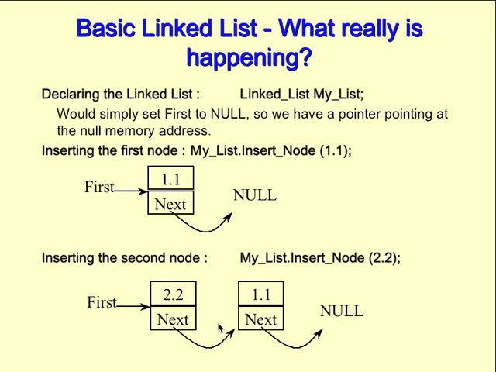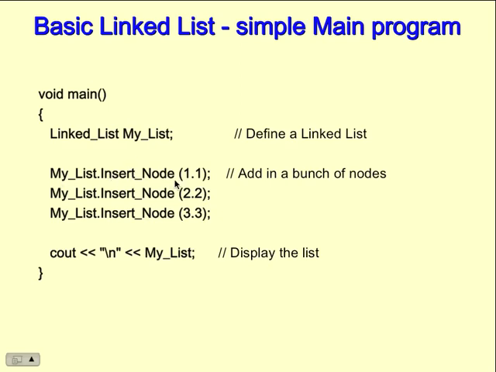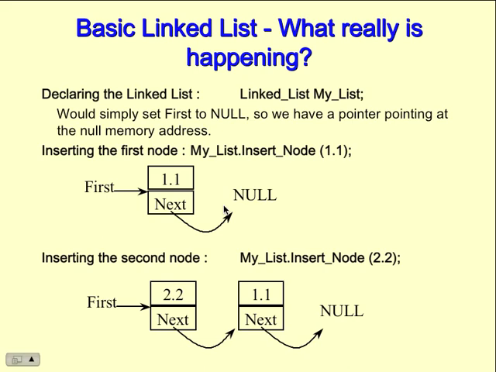So what's really happening in terms of the code, let's go through it from a diagram point of view instead. We declared the linked list, which is kind of easy. We simply set first to null, so it created an empty list in the default constructor. We also have a pointer pointing to that null memory address. We inserted the first node. When we said insert node 1.1 in this previous example, it added 1.1 as the value of the float.